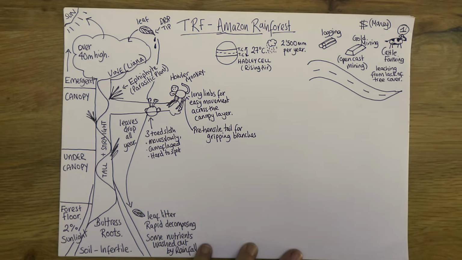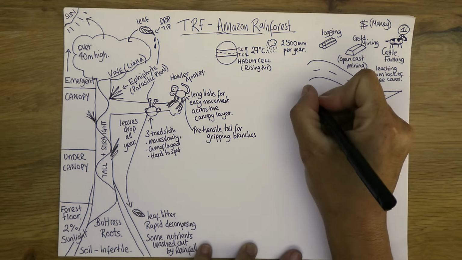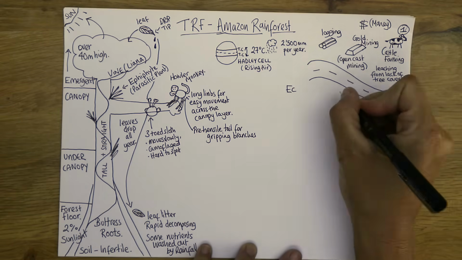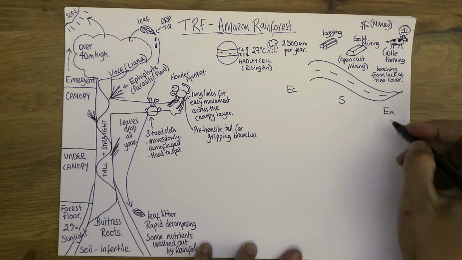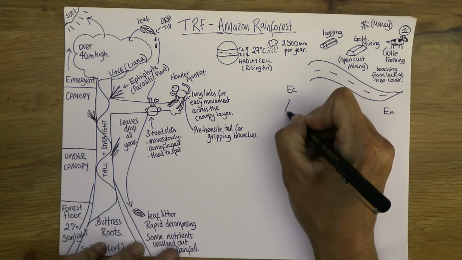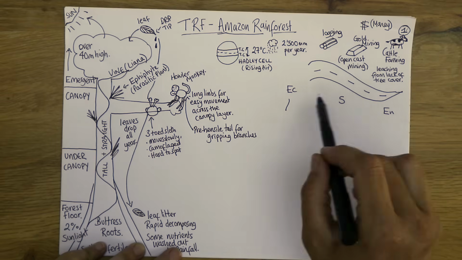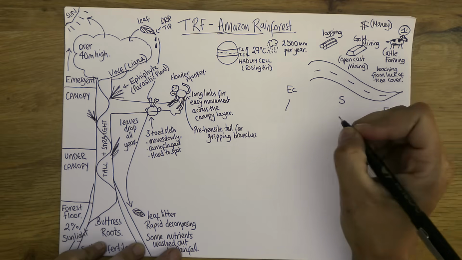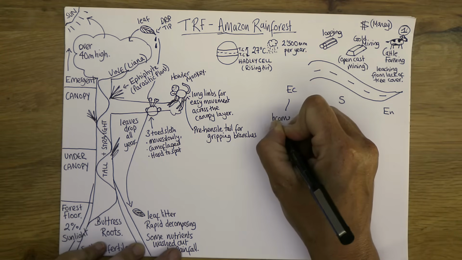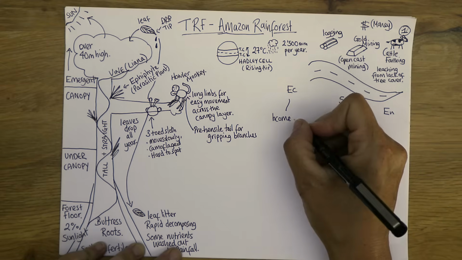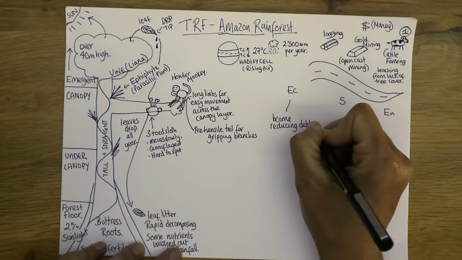Now, there's economic, social and environmental effects that we're going to look at now. So if we just put EC here, S for social and environmental there, and we'll try and look at all of these. So for economic, first of all, what's the main reason that they do all of this? Well, it's for money, isn't it? So if we put in there income, reducing debt that they owe.